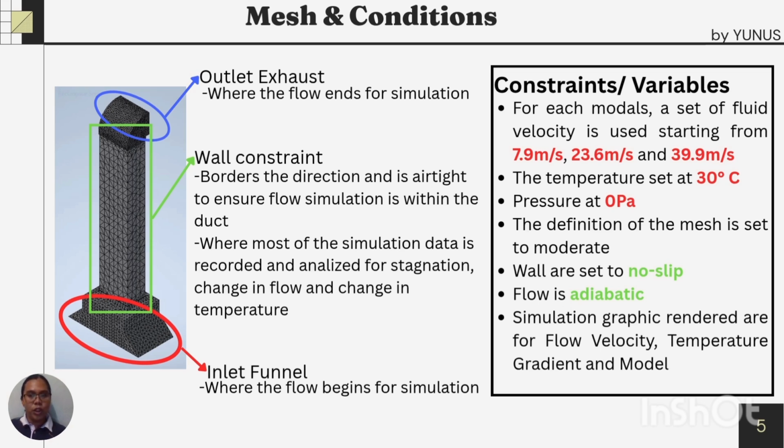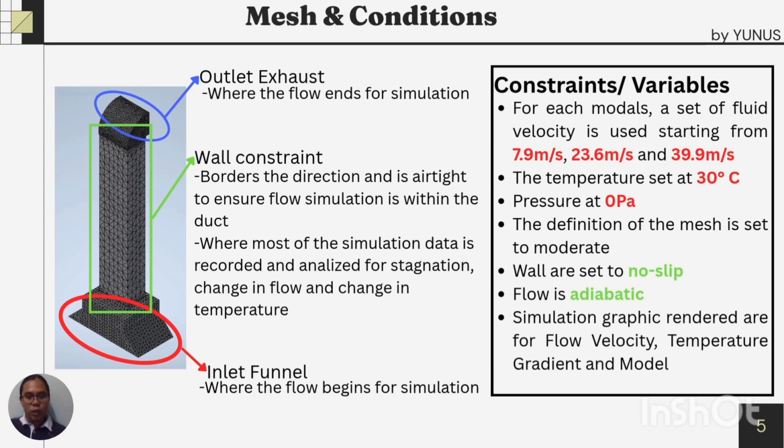The temperature for each simulation is set at 30 degrees Celsius with a pressure of 0 pascals to simulate atmospheric conditions. Now, the definition of the mesh is set at a moderate scale in order to run the simulation smoothly. The walls are set to be a non-slip surface so that the flow can be easily examined without friction, and the flow is also set to be adiabatic.